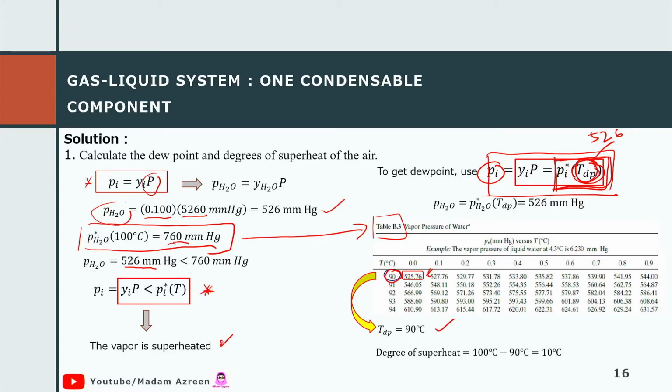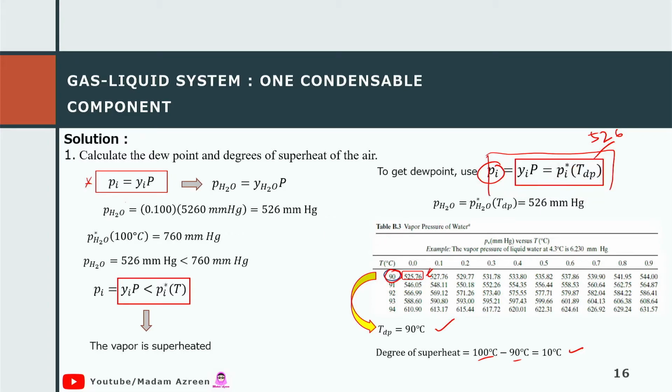Okay. Kemudian degree of superheated kita tolak je lah. 100 tolak 90. Okay. Apa maksud ni? Macam pening je kan? Okay. Ulang balik. Saya pun pening nak explain dekat kamu.